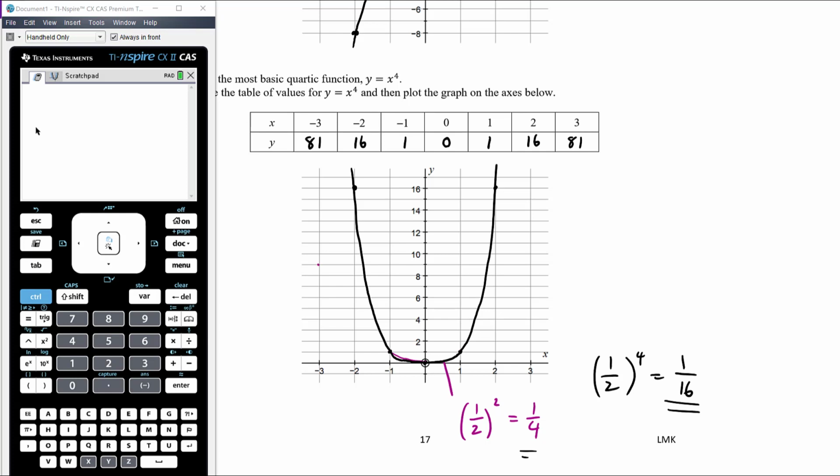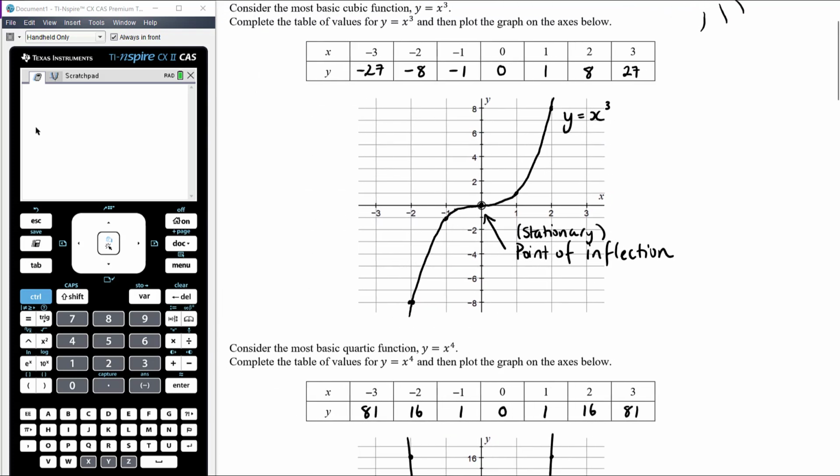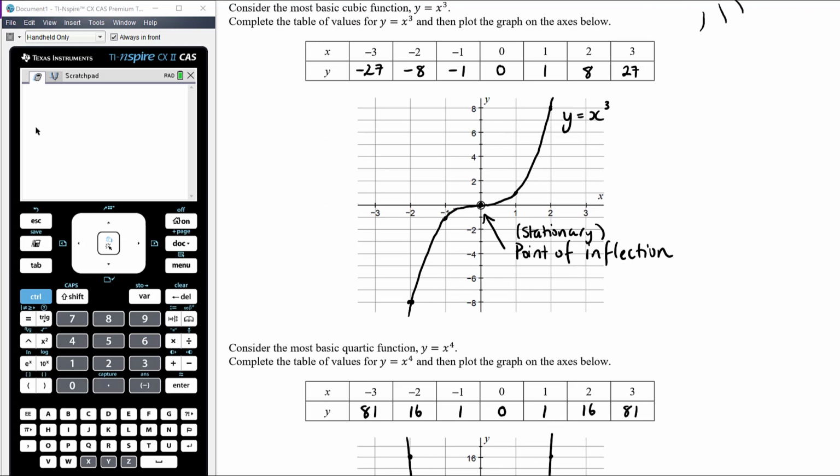So the quartic graph still has a turning point. It's not a point of inflection, so like the parabola, it has a turning point, it's symmetric, and obviously like any other graph, calculating x-intercepts and y-intercepts, and in the case of the quartic, turning point; in the case of the cubic, the stationary point of inflection. They are key features that you would want to label on your graph. So now let's think about applying the transformations.